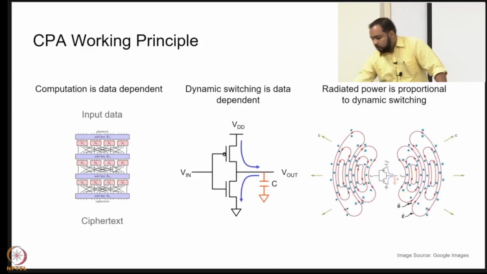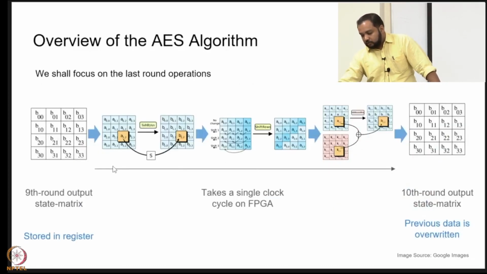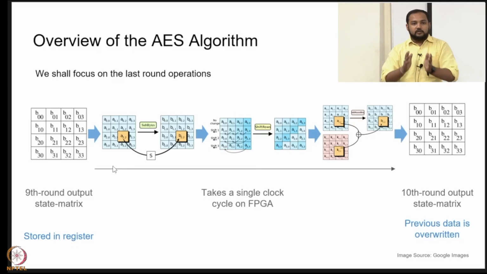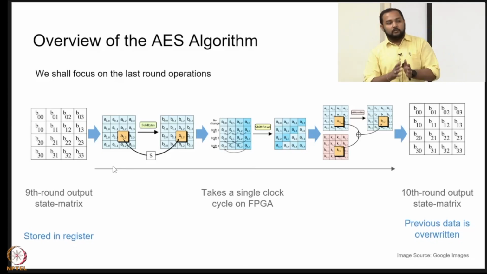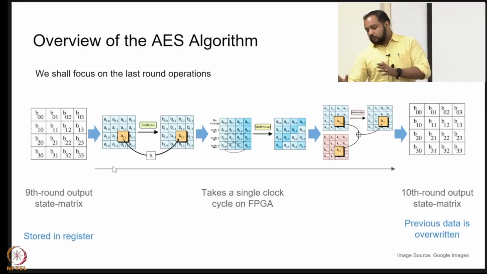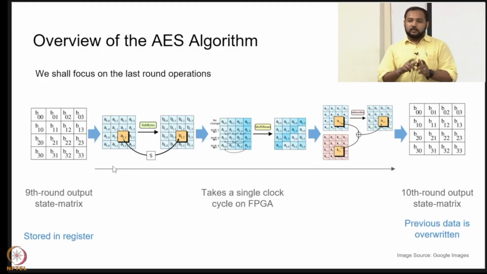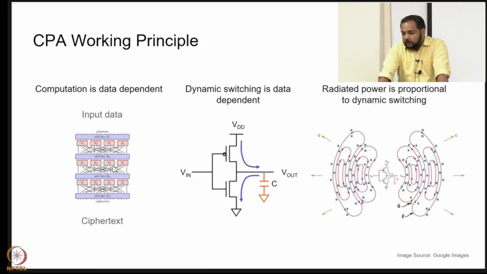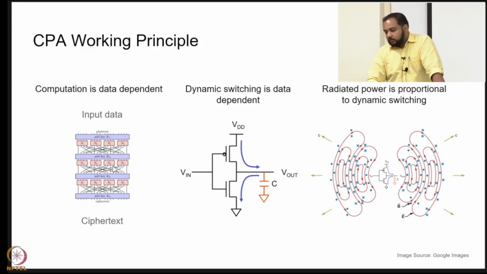Now if we are referring to this kind of implementation, where the 9th round output, or rather the 10th round input, is being stored in some register, be it an FPGA implementation or a microcontroller implementation, these outputs are being stored onto a register. This storing onto the register will trigger some dynamic power consumption. Dynamic switching of data is related to power leakage. As registers are made out of CMOS gates, this dynamic switching of data will leak power that depends on the value of the data.